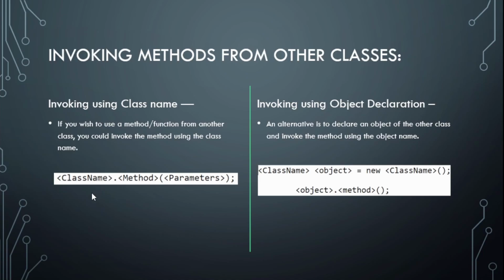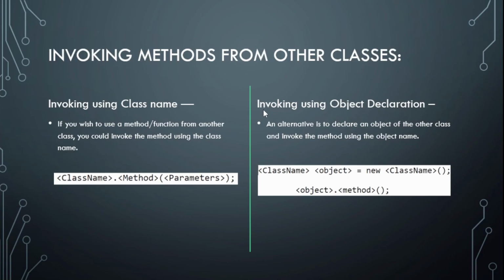But one thing is that we cannot call it in all circumstances. So I will show you in which circumstances invoking methods from other classes are possible. So we have two methods. Invoking using the class name, which doesn't necessarily always work, as there are some situations where it's not possible, and we'll be delving into this in a future video.